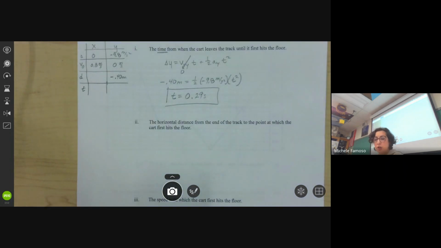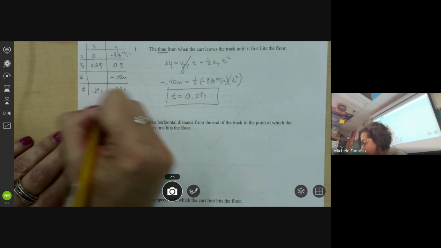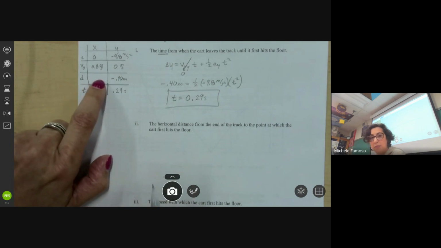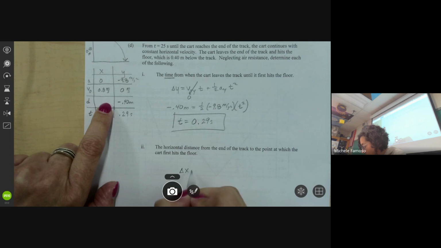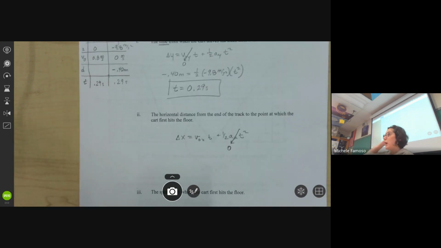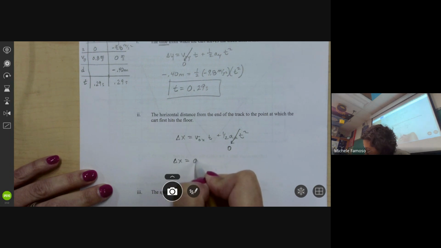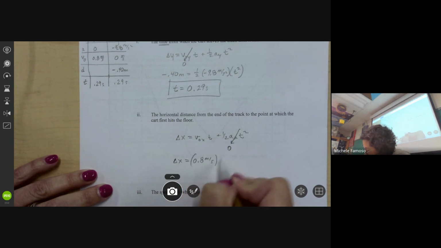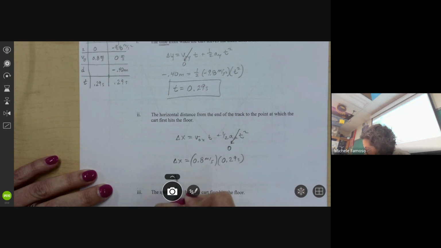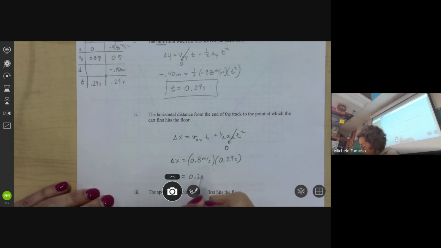Okay, now I want you to come up with the horizontal distance. Well, that time now goes back into the chart because I can use it now in both directions. Now I want that right there. I'm going to use the same equation, but I'm going to use it in the x direction. That means the acceleration is 0 and goes away. So I'm going to figure out that horizontal distance by taking the 0.8 meters per second and multiplying it by the 0.29 seconds. And that gives me a displacement of 0.23 meters.